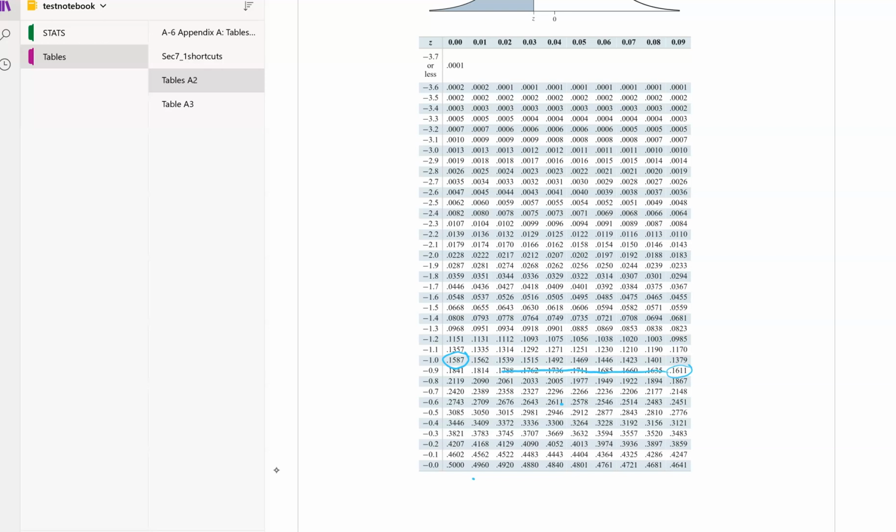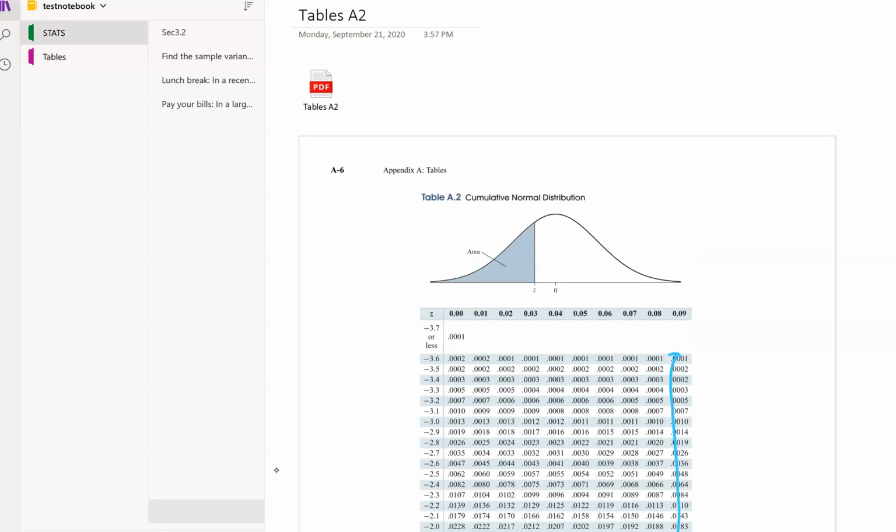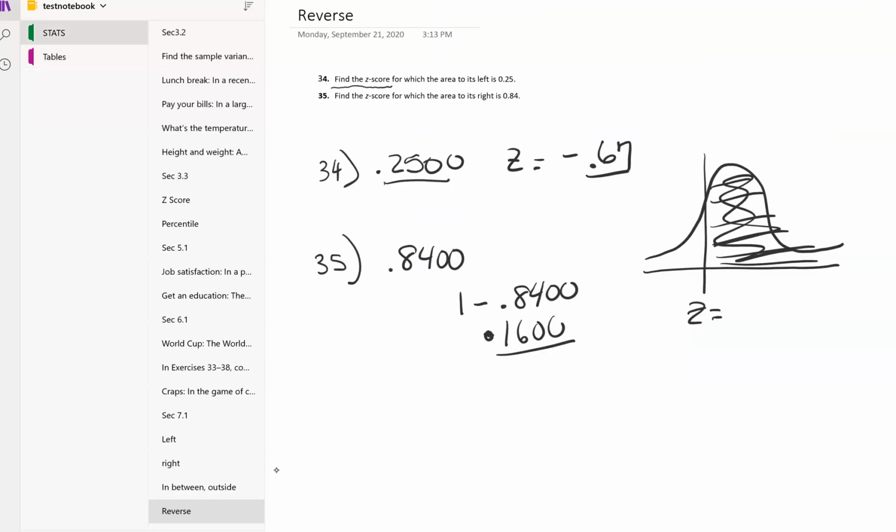So I have to see where that is. So it's a negative 0.9. And this one goes up 9. Negative 0.99. That's the answer.